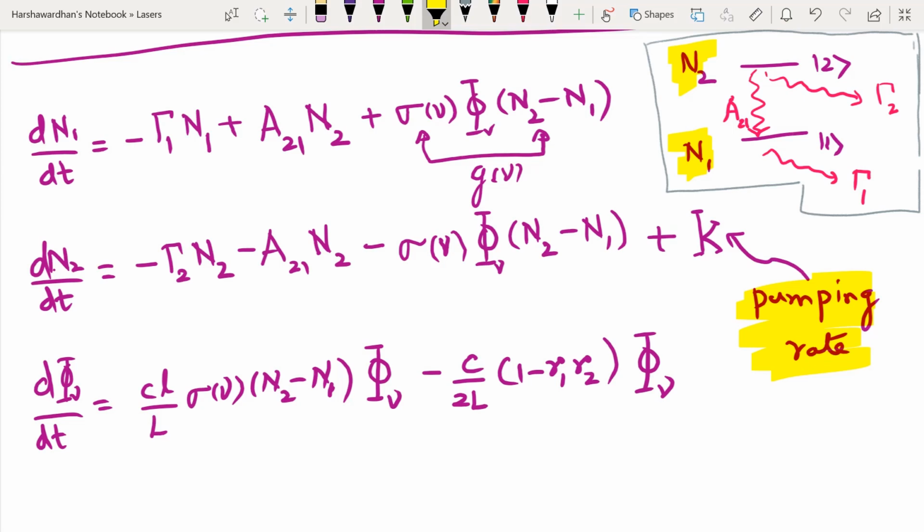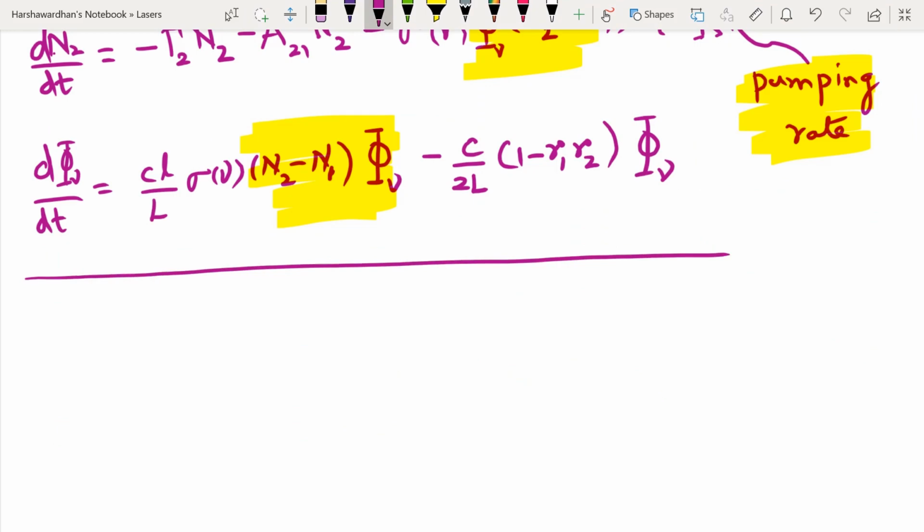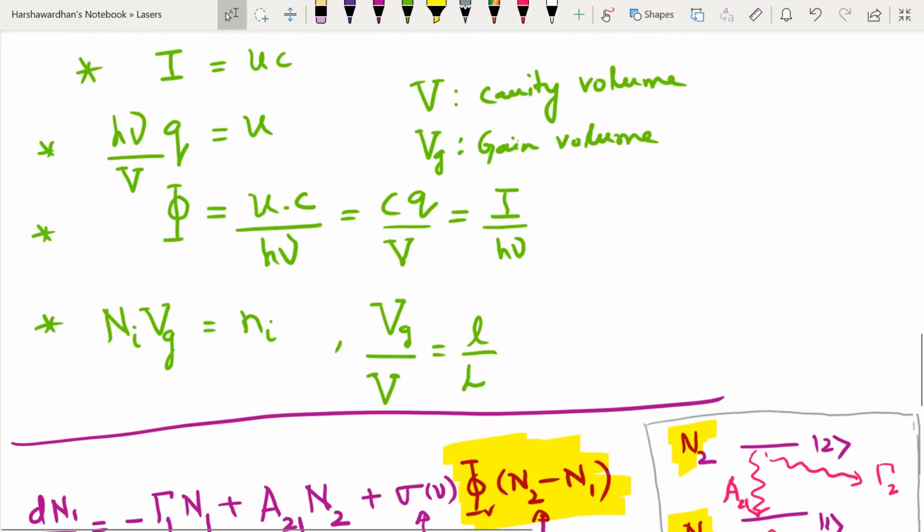So these are the three equations that are going to govern the dynamics of the laser, and clearly you will see that these are nonlinear equations. Simply because we have these products, this phi times N2 minus N1, which is a strong nonlinearity present through all these equations, and this nonlinearity makes it very difficult to obtain a general solution for such equations. So I can go a step ahead and rewrite, using these relations which I have pointed out here.